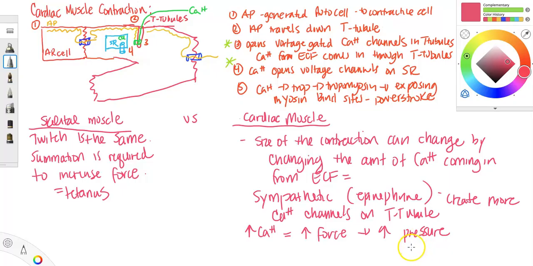So that is one way that the ANS, the sympathetic nervous system, can enhance or increase pressure, and increase force, increasing cardiac output, increasing all of those things. Okay? All right, so let's look at something else. Let's look at stretch.